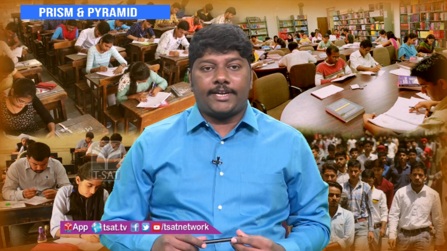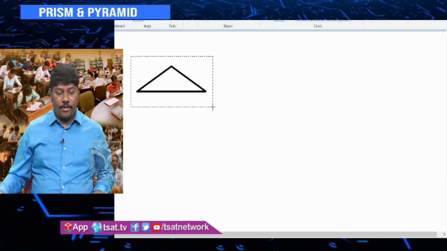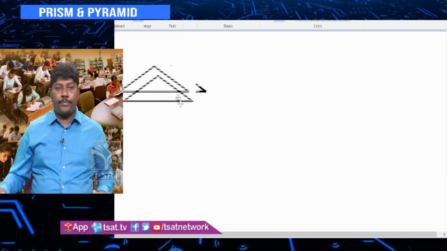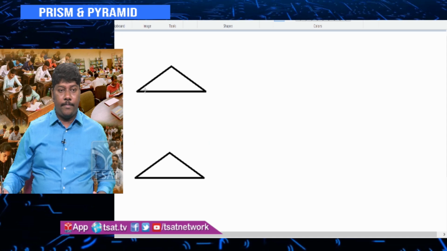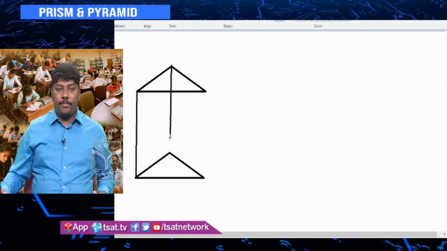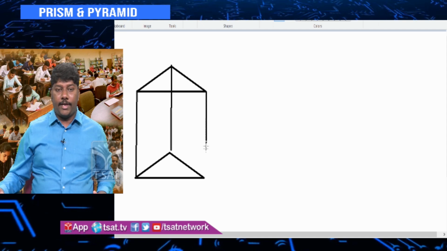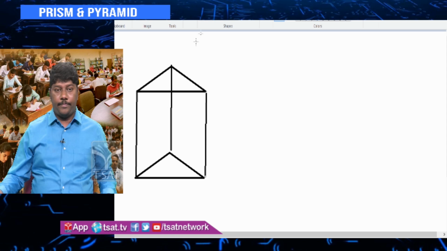Let's look at how a triangular prism appears. I am taking a triangular base, both top and bottom surfaces you take triangles, and I am joining these triangular surfaces with rectangular surfaces. So this is a triangular prism.